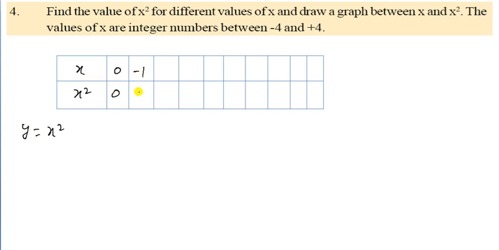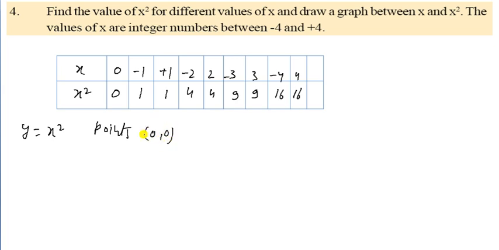It is minus 1, so it becomes 1. It is plus 1, so it becomes 1. And if it is minus 2 it becomes 4, it is plus 2 so it becomes 4. If it is minus 3 so it will be 9, if it is plus 3 so it will be 9, if it is minus 4 so it will be 16, and plus 4 will also be 16. So we can find the points.